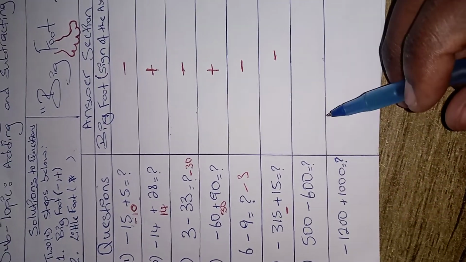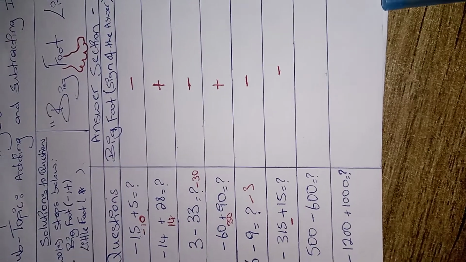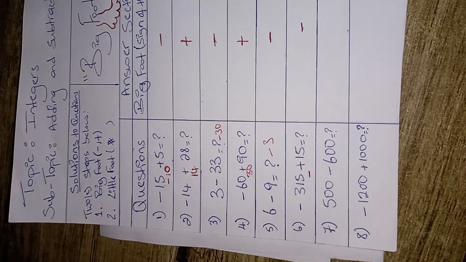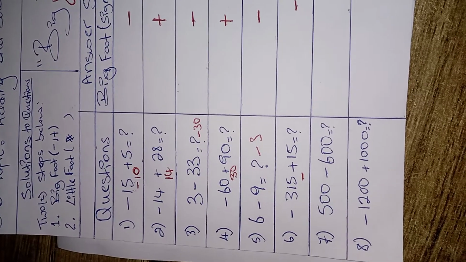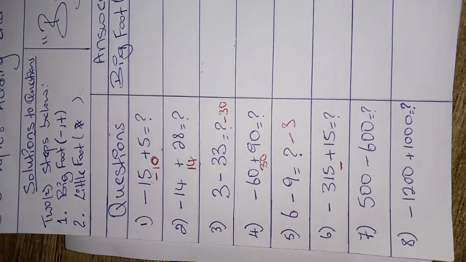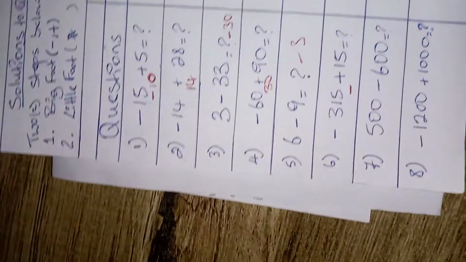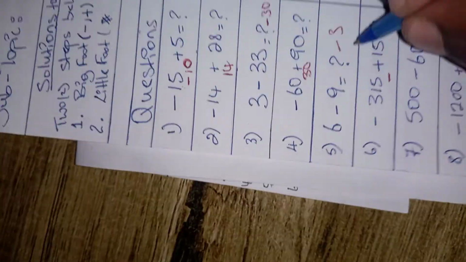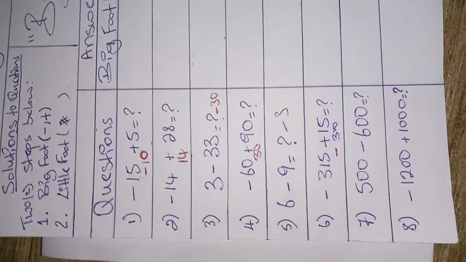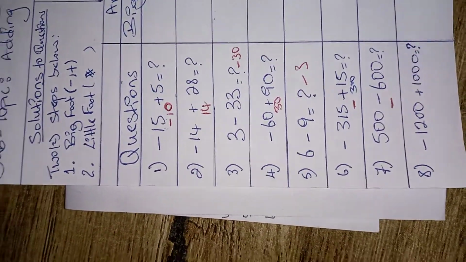500 subtract 600. What sign will the answer carry? According to the Bigfoot Littlefoot song, check there. Bigfoot first, which is the number with the biggest foot, that's 600. What sign does it have? A negative. Let us put it in the answer for this. So right away, we know that the answer is already negative. So we're partway through the answer.